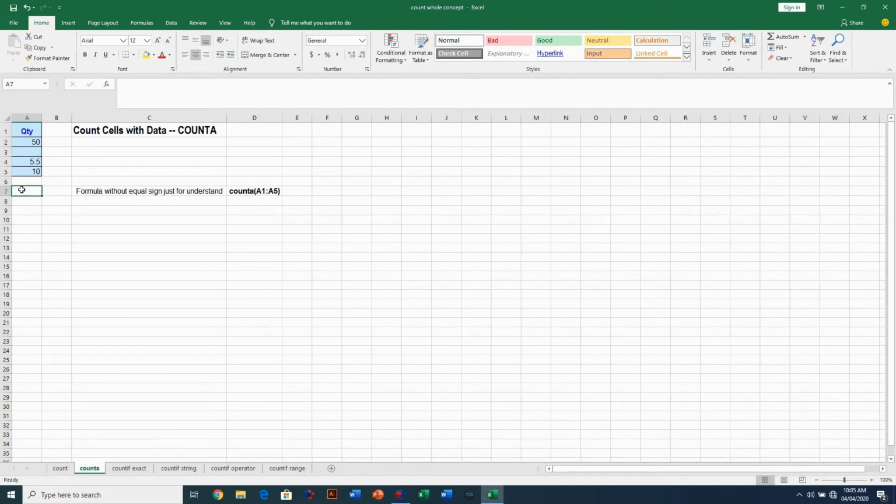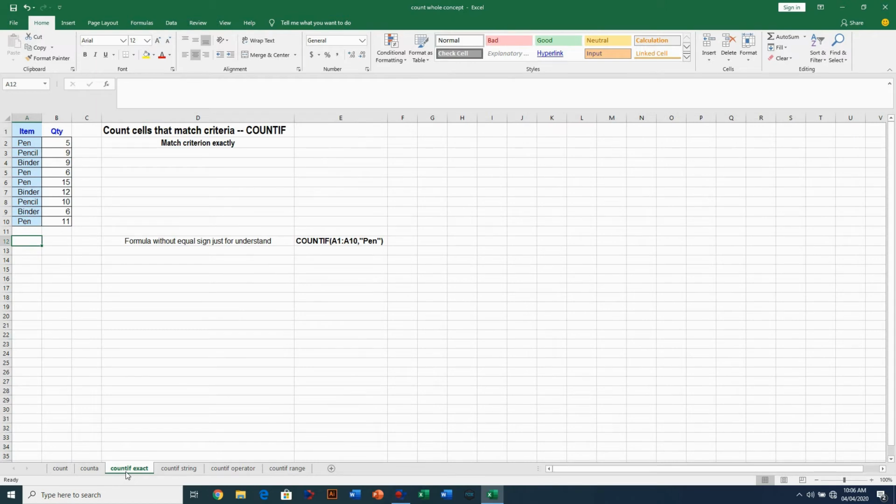Go to count A. Equal sign, count A, bracket open, selecting the range, bracket close, enter. So now I have an answer of 4 because it counts cells with data. Whatever we have in the cells, numbers or alphabets, anything, it counts. So we have 4 cells with data.